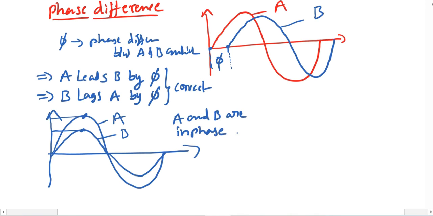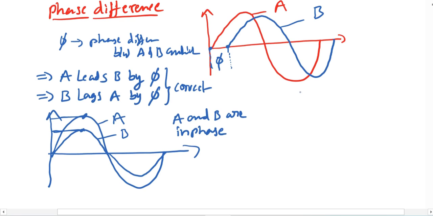A and B are in phase, but the amplitude may be different. The phase difference between the A and B signals is 0. So I can take the statement here: A and B are in phase. That is the scenario here.